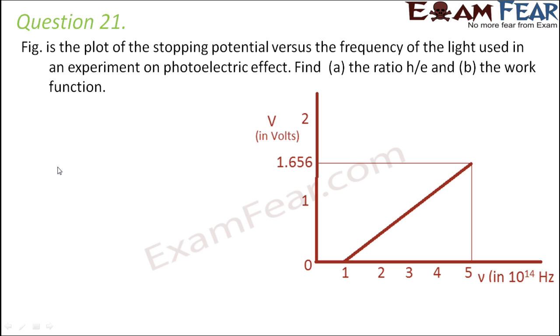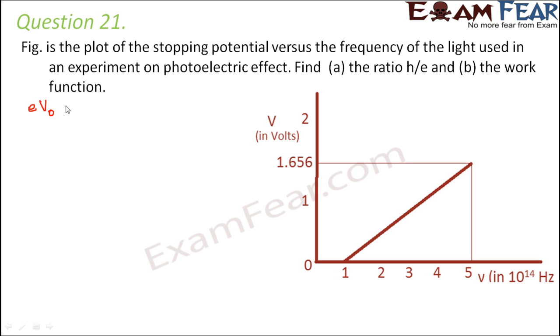Question number 21. Figured here is the plot of the stopping potential versus the frequency of the light used in an experiment on photoelectric effect. Find the ratio h by e and the work function. Okay. So here we will make use of the photoelectric equation first.